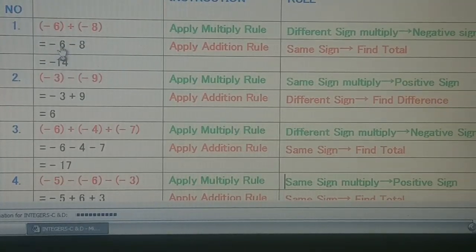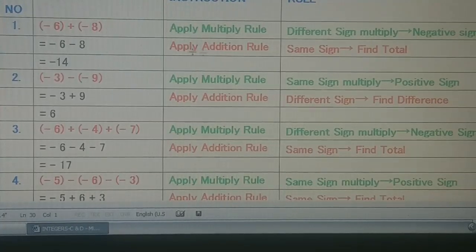Now between 6 and 8, there is only one sign. So now we have to apply the addition rule. In the addition rule, same sign total, different sign difference. Now 6 is negative, 8 is negative. That means they are the same sign. The same sign addition rule is, we have to do the total. 6 and 8's total is 14. Here 8 is the bigger number, it has a negative sign. So 14 will have a negative sign. So our answer will be minus 14.